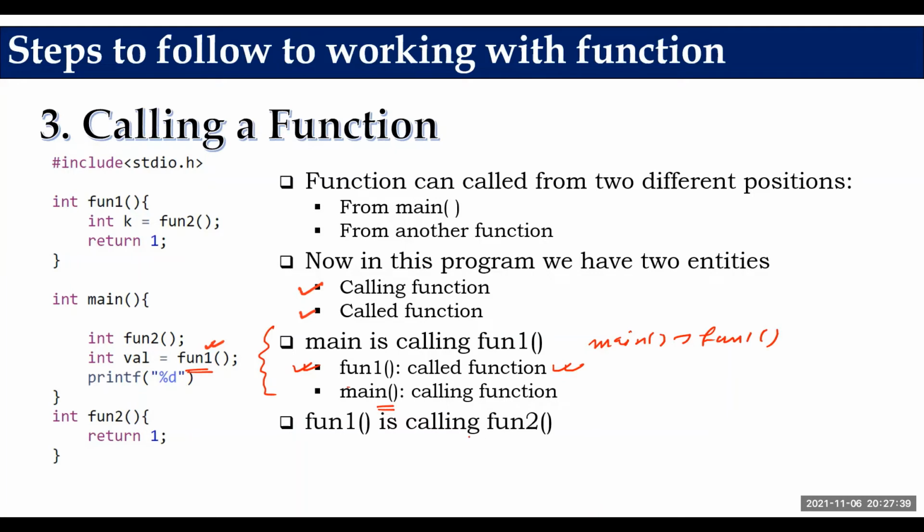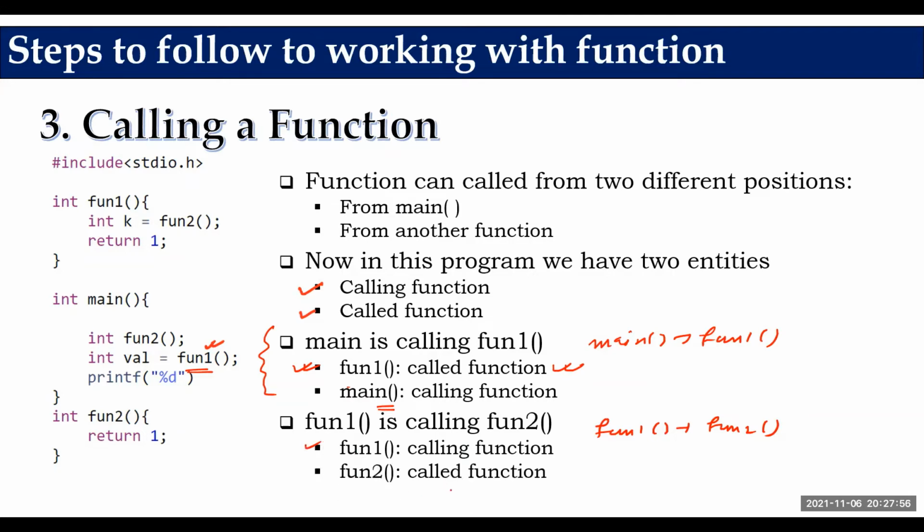So this is the second one: between fun1 and fun2. Fun1 is calling fun2, correct? So fun1 will be the calling function and on the other side fun2 will be the called function. So these are the two entities always there whenever you are working with functions. So how to call a function? Simple, using its name and the parenthesis.